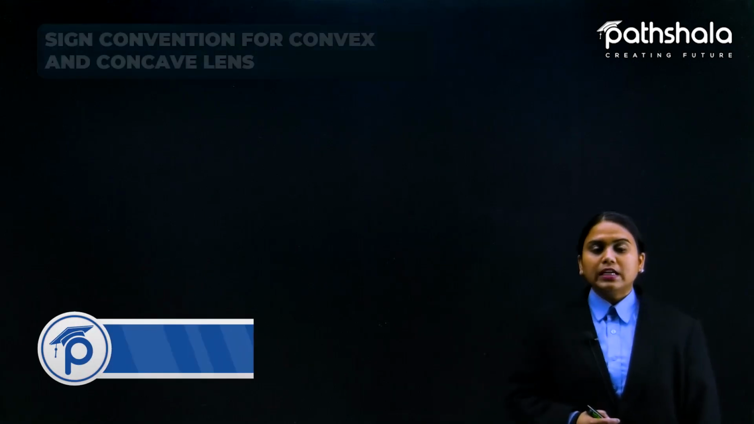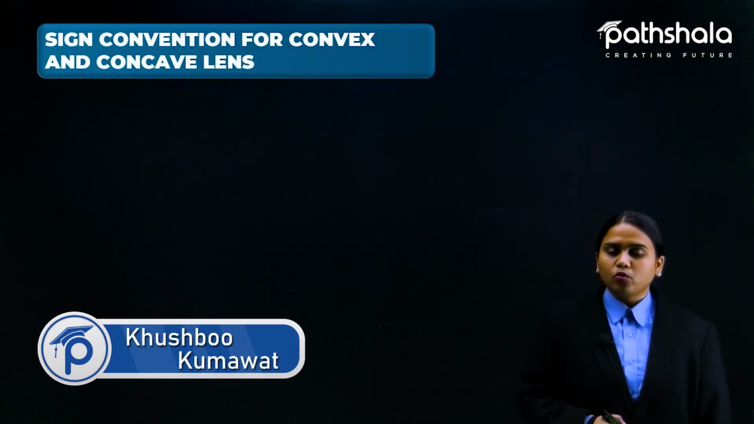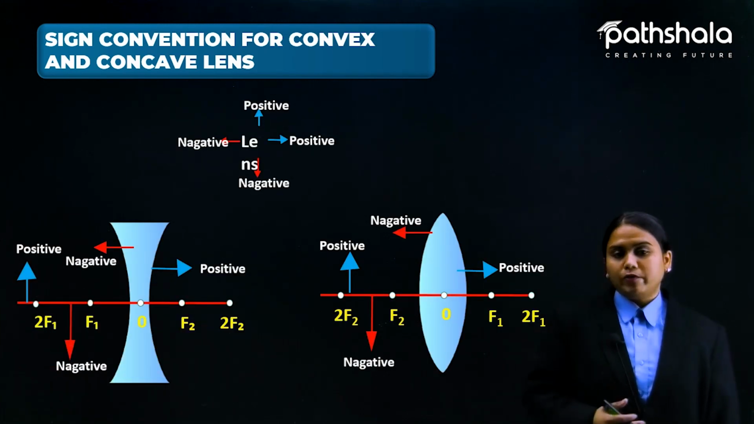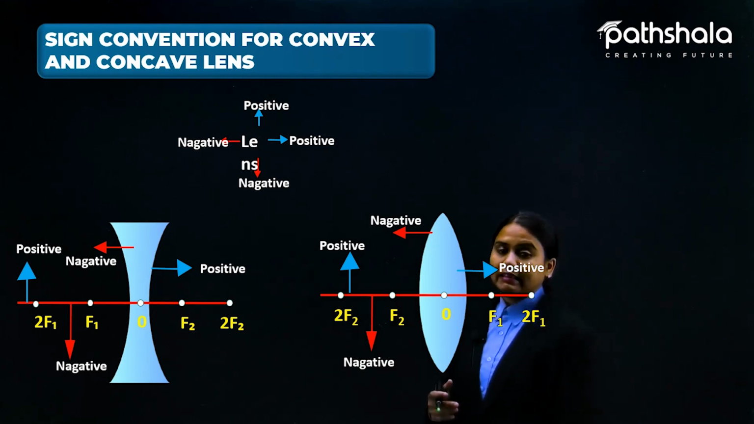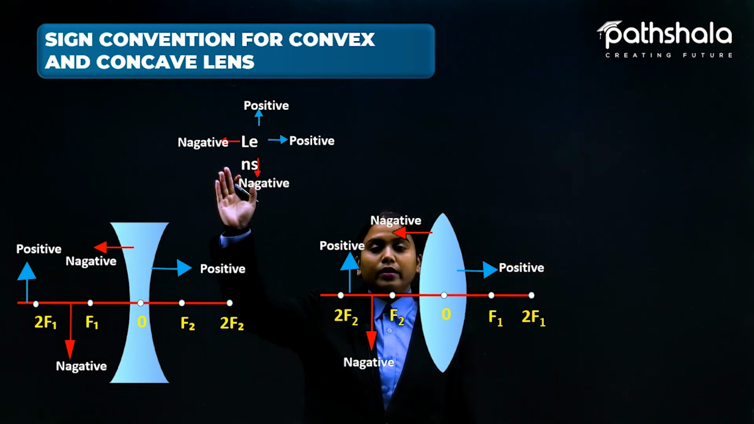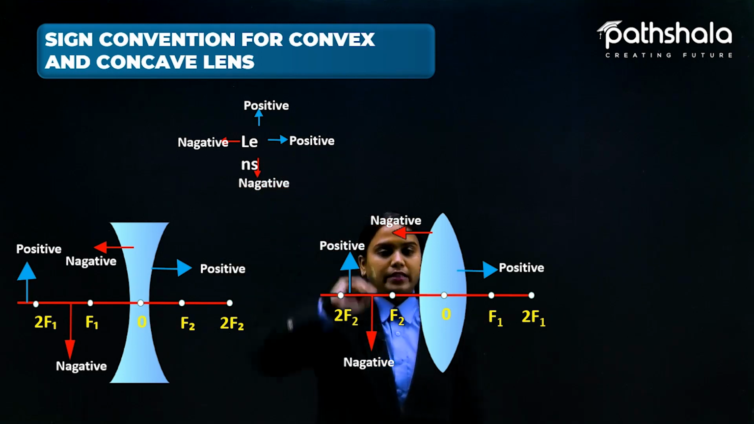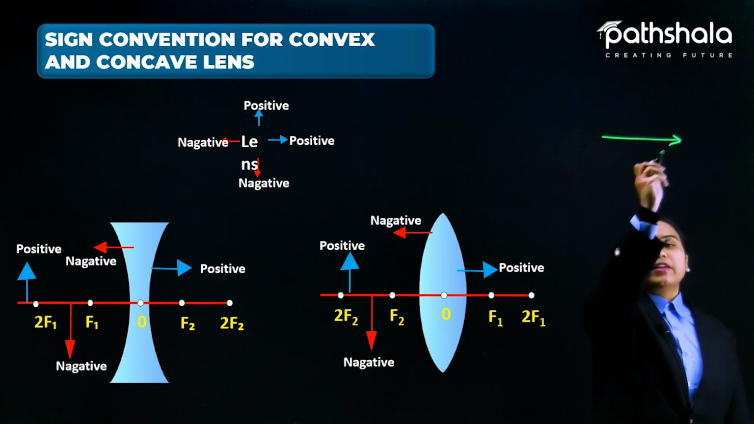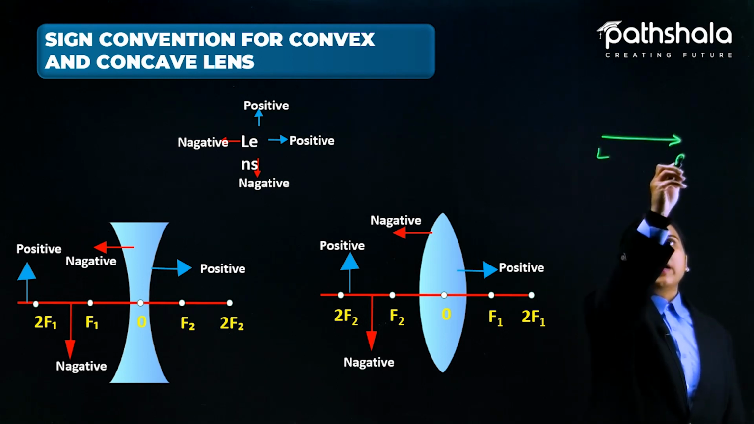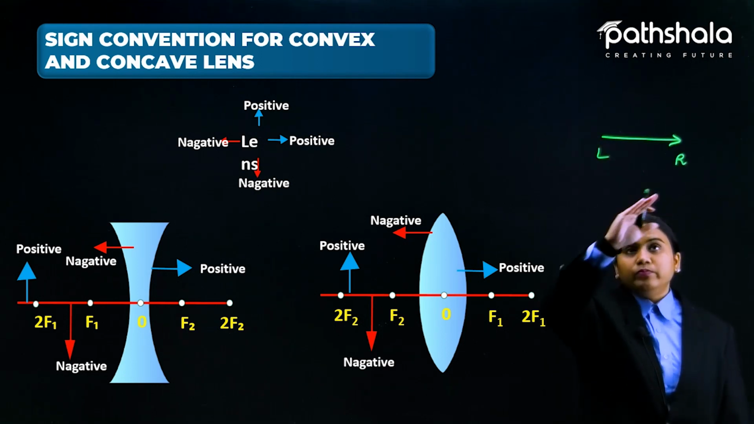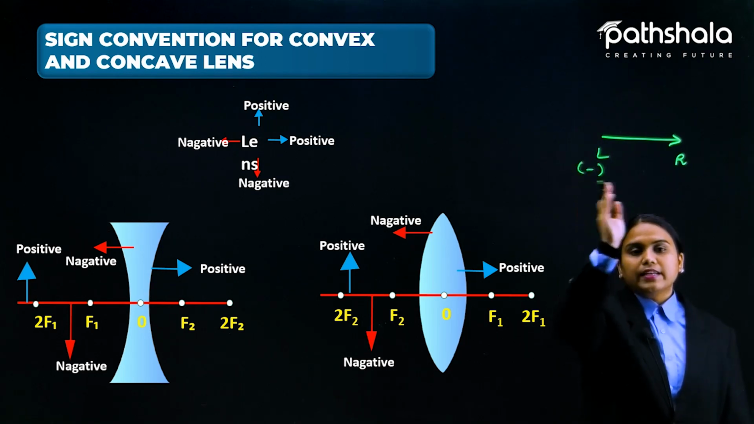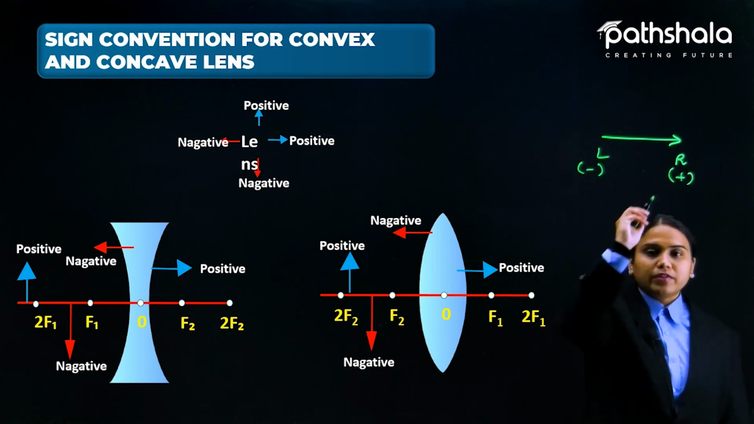Next topic of ours is the sign convention for both lenses, that is convex and concave lens. So you remember in case of mirrors, what we were seeing? We were seeing that anything that is going with the direction of the ray would be taken as the positive. And you know that every time we have seen the ray is going from left to right. So whatever things that is on the left side would be taken as the negative and the things that is on the right side would be taken as the positive here.